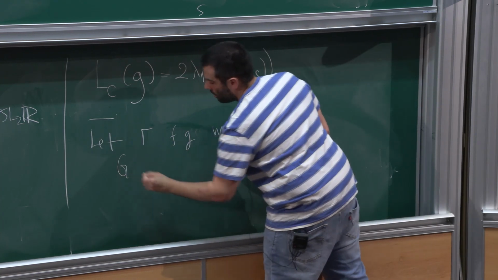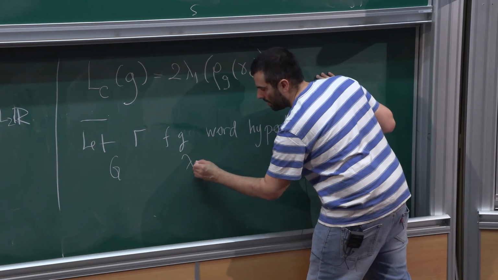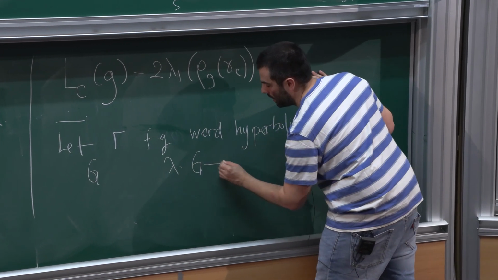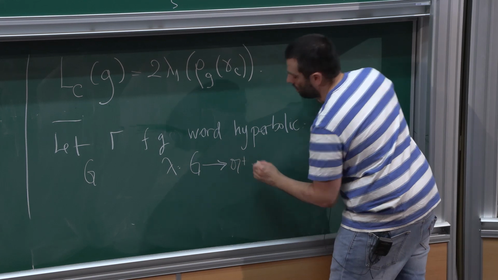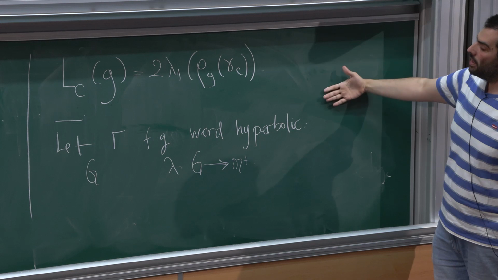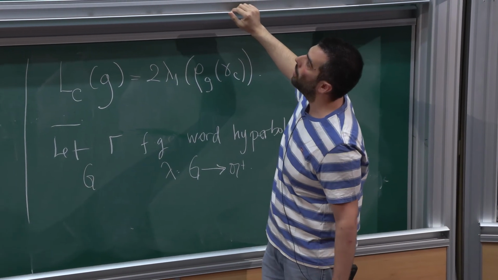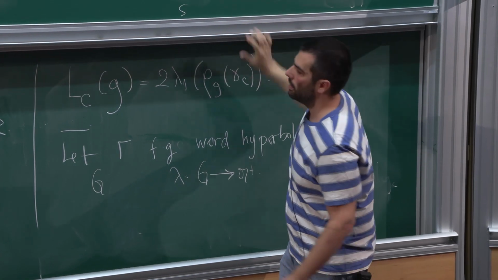And I take G to be a semi-simple group, and so I have a Cartan projection, a Jordan projection, sorry, that we already saw appearing many times. And the point is that for an Anosov representation, I can just pick a function and compute some length in the same way.